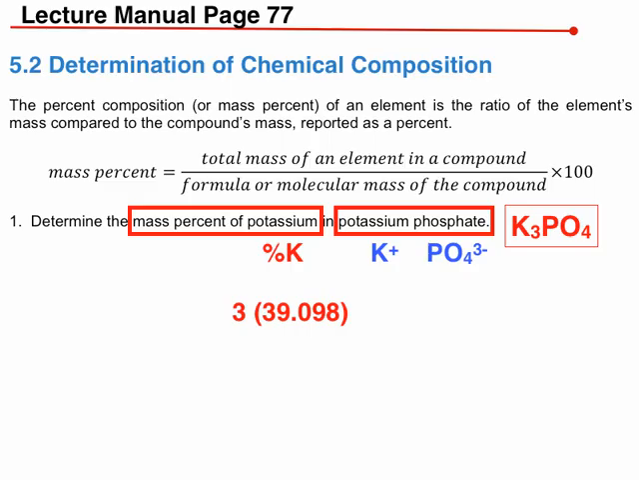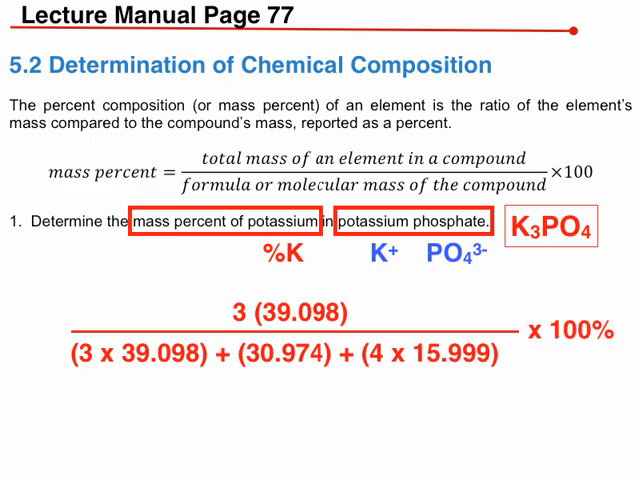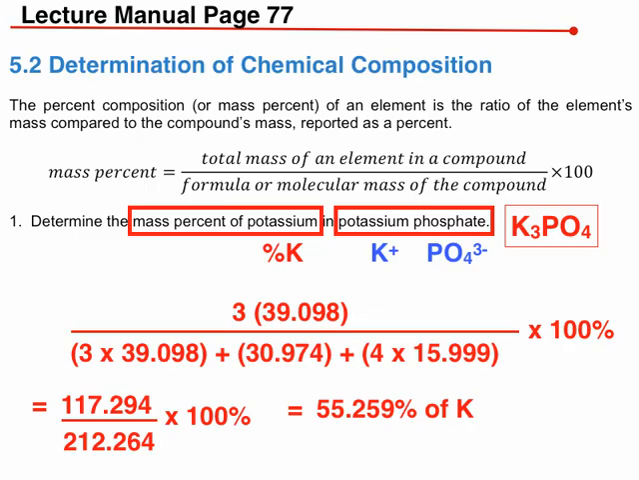Because you have subscript 3 after potassium, you have to multiply the mass of potassium by 3 to get the total mass of potassium, and divide this by the total formula mass, which contains 3 potassium plus 1 phosphorus, so the mass of phosphorus, plus 4 oxygen, so 4 times the mass of oxygen. Then you multiply this by 100. If you do this correctly, the percent of potassium will come out equal to 55.259% of potassium.